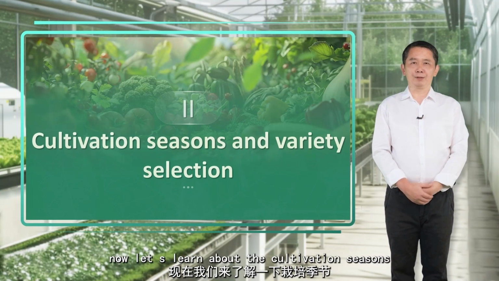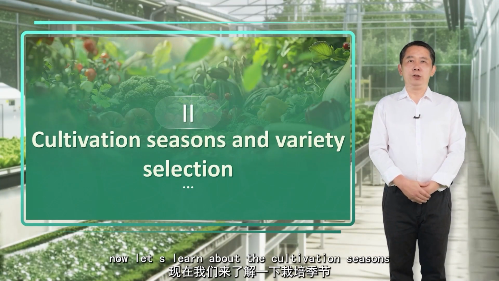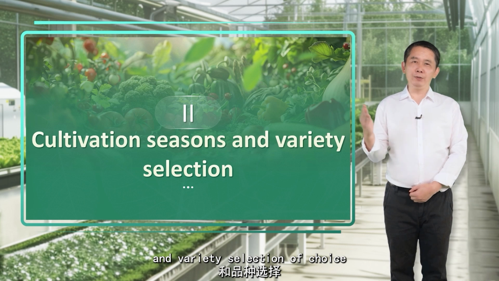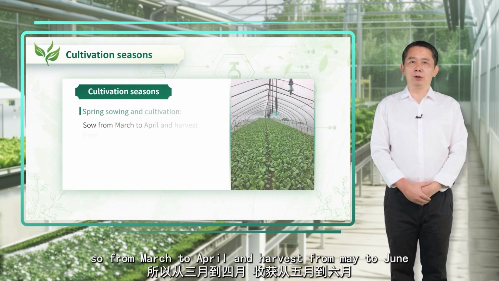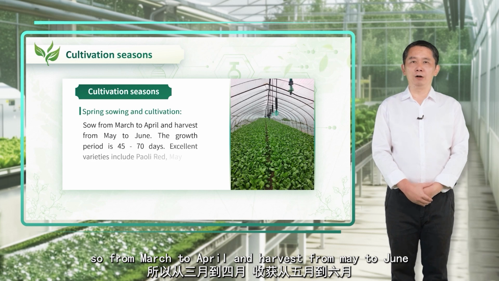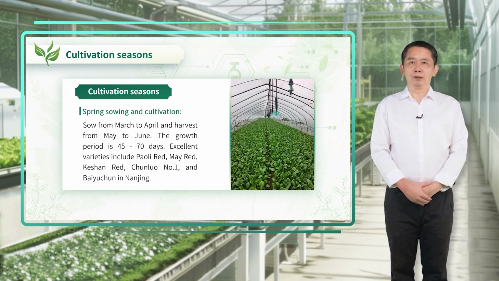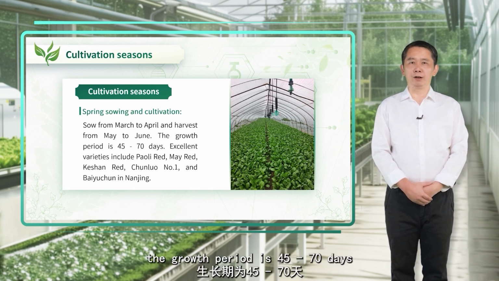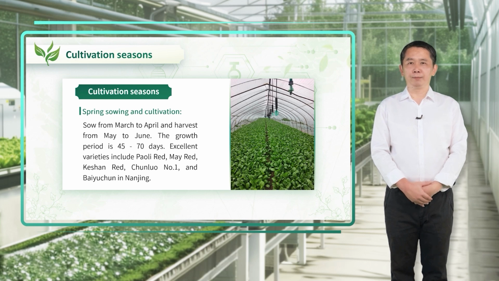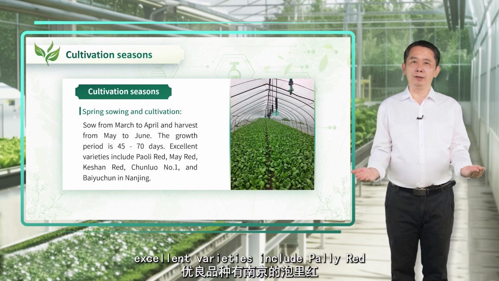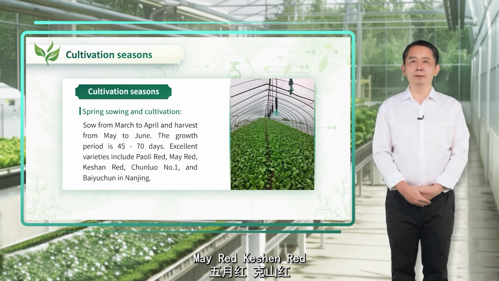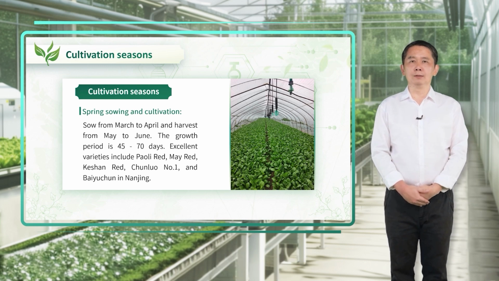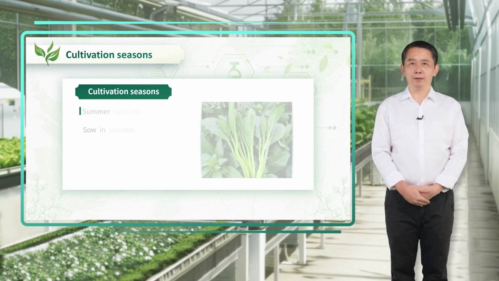Now let's learn about the cultivation seasons and variety selection of choy sum. Spring sowing and cultivation. Sow from March to April and harvest from May to June. The growth period is 45-70 days. Excellent varieties include Paoli Red, May Red, Keshan Red, Chunlo No. 1, and Bayujan in Nanjing.